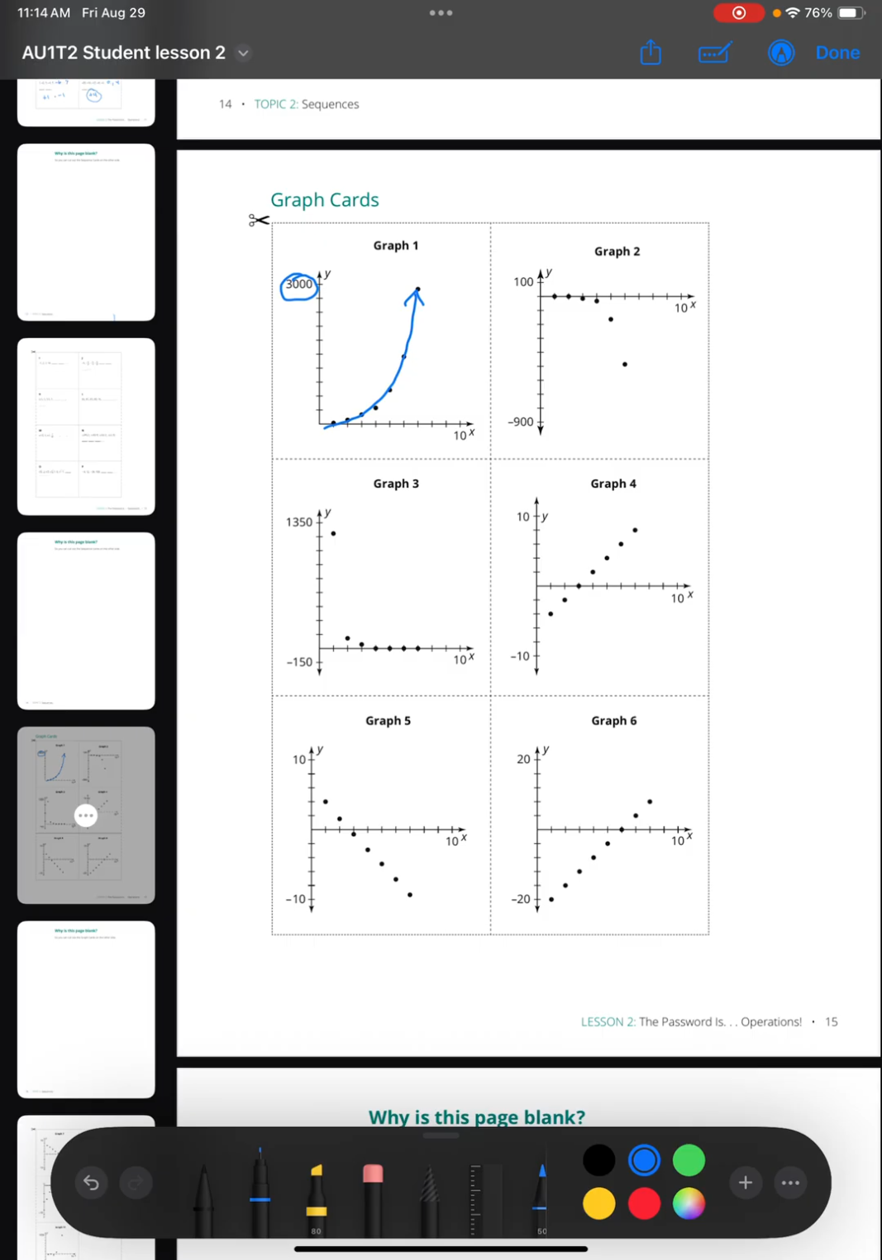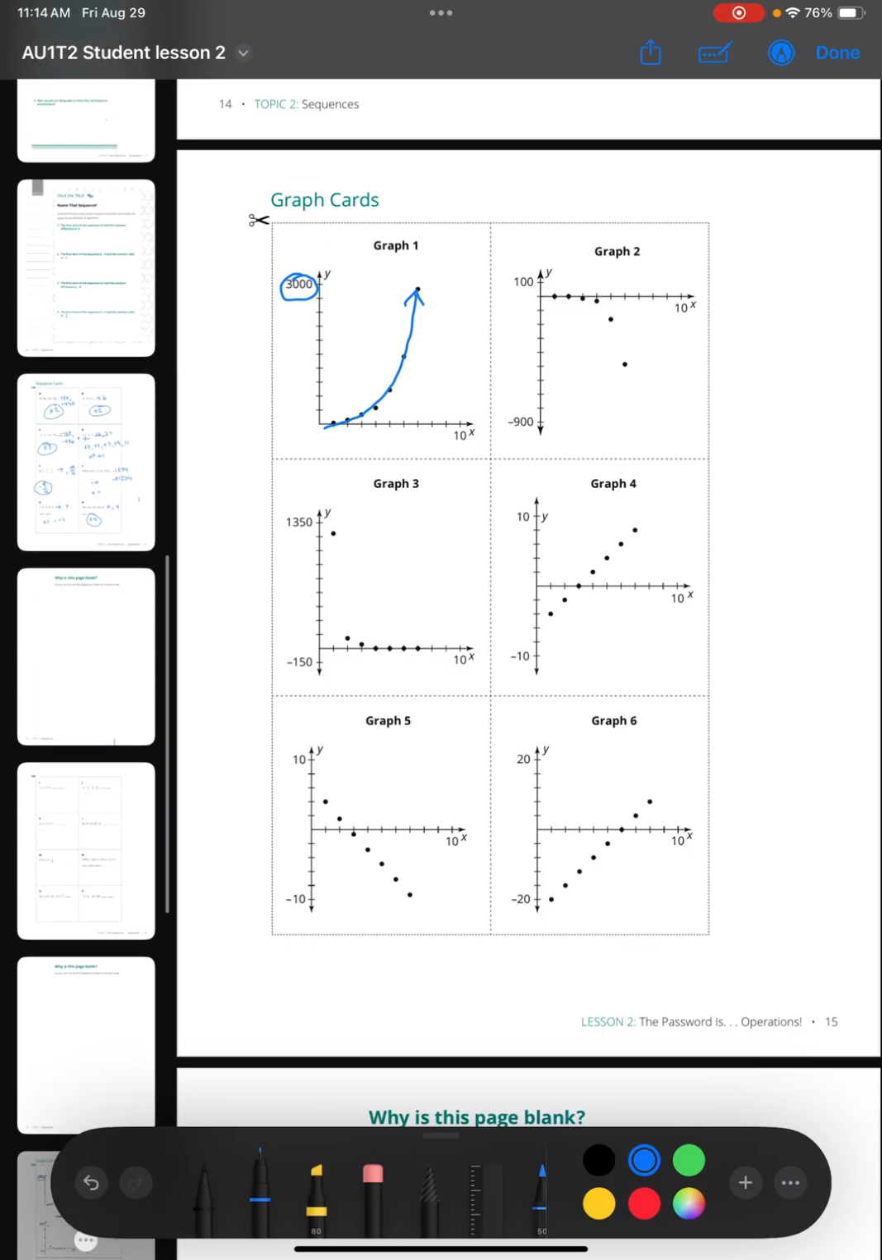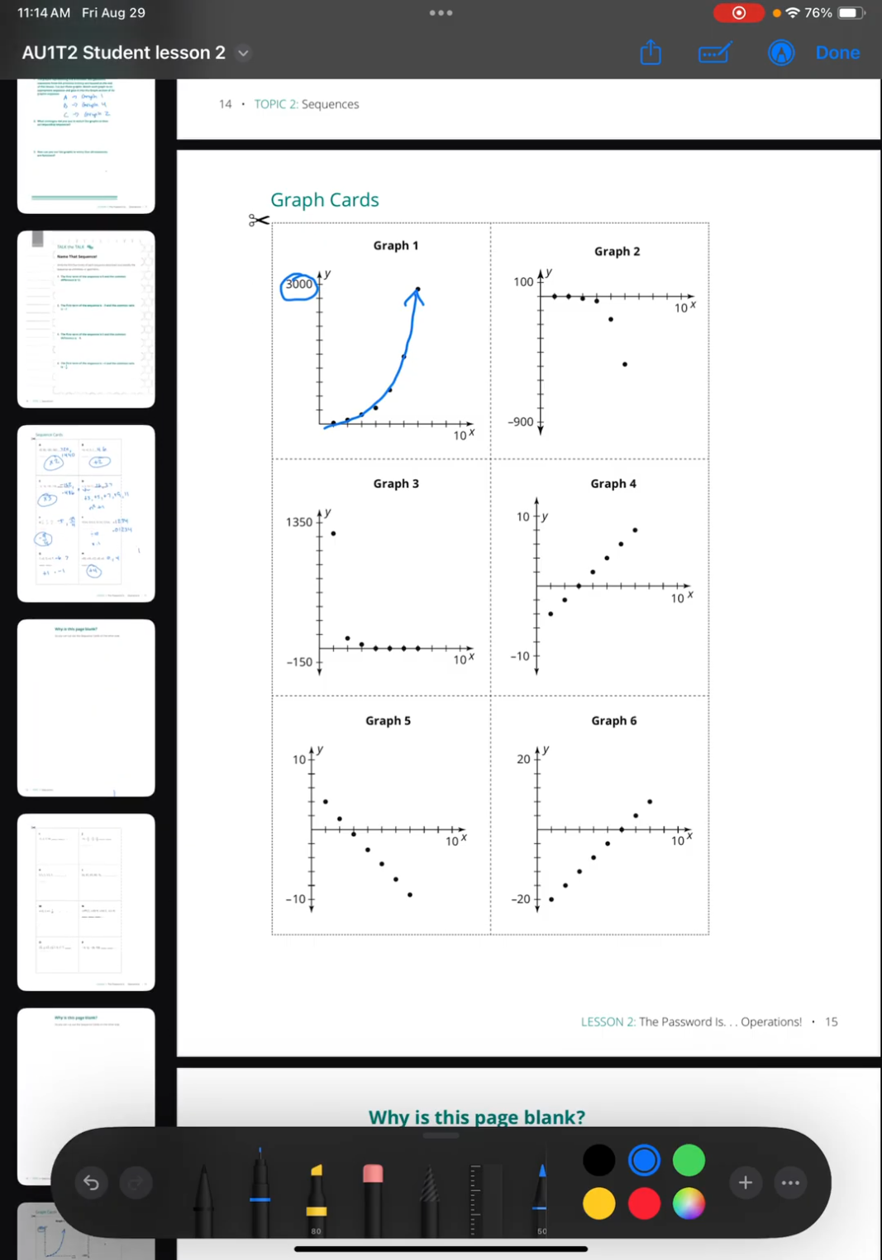Okay, so again, go through those graphs, see if you can match up which ones go with those sequences we are looking at. Again, if you're multiplying by a number, we're looking at an exponential function. If we're adding or subtracting the same number, we're looking at a linear function.